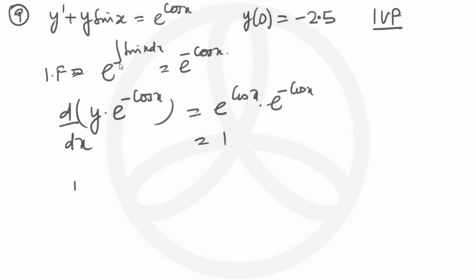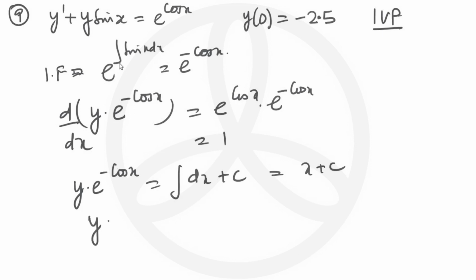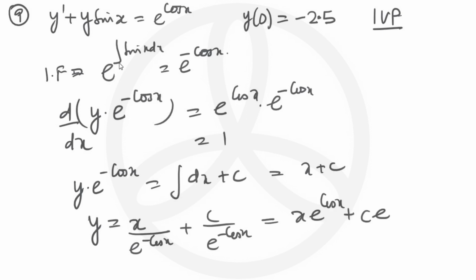Now after application of integration, this will become minus cos x, and this will become dx plus a constant of integration c is equal to x plus c, and let us divide the entire expression with e to the power minus cos x, which will give us y here, and x divided by e to the power minus cos x plus c divided by e to the power minus cos x. This will be e to the power cos x plus c e to the power cos x.